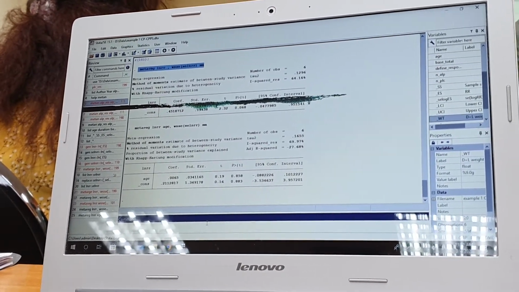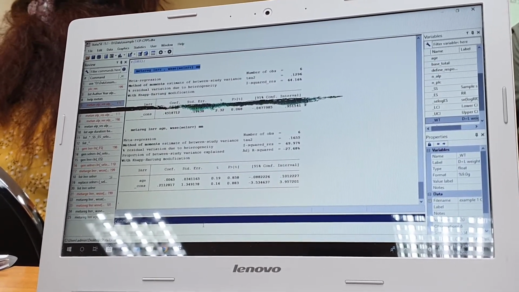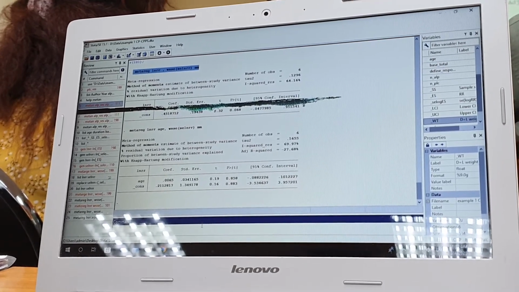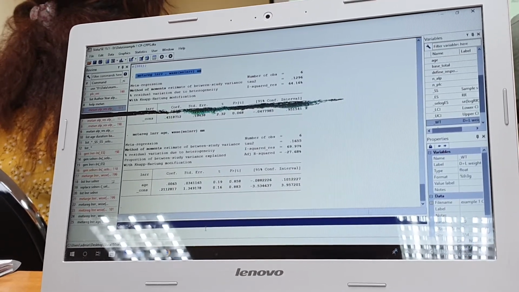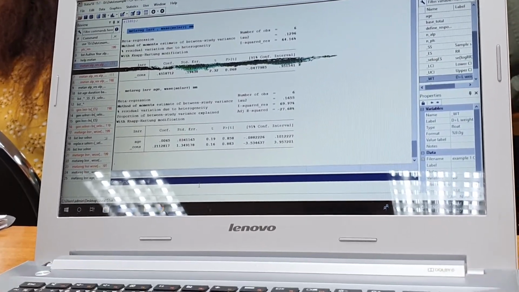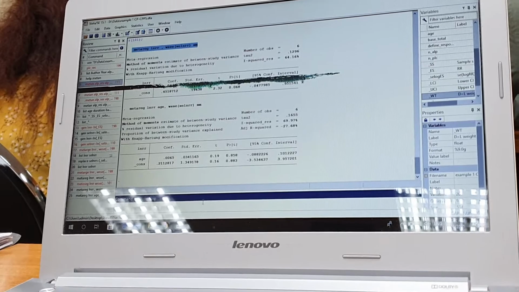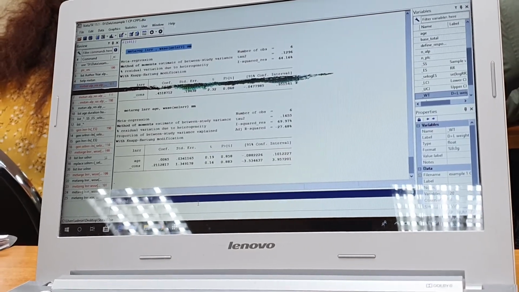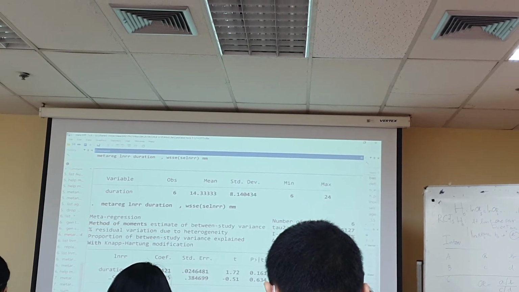There is no association now, and it's worse than that: the tau square is increasing and the I square is increasing. So age should not be the source of heterogeneity. We try now another field.